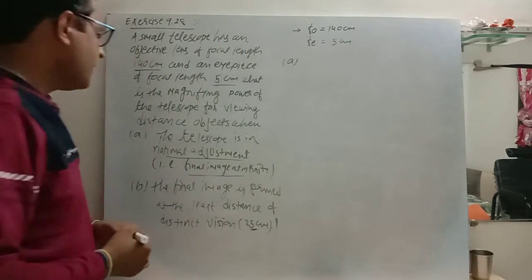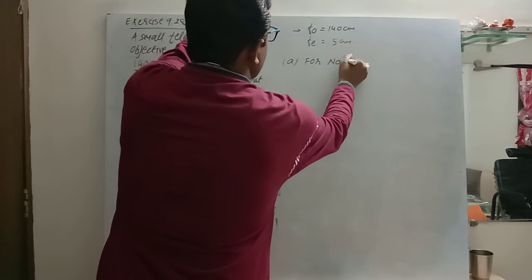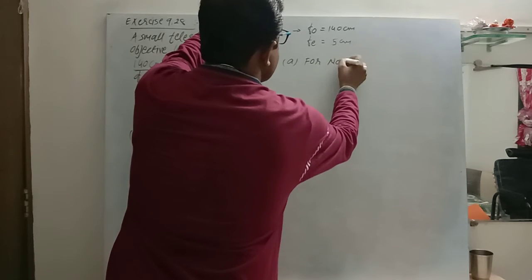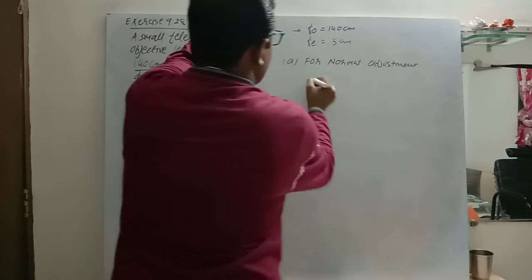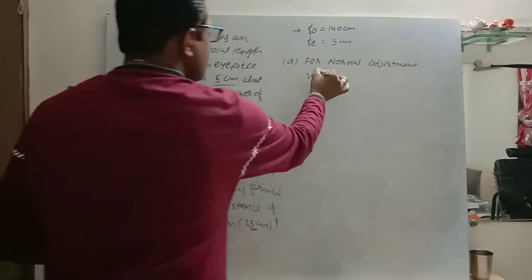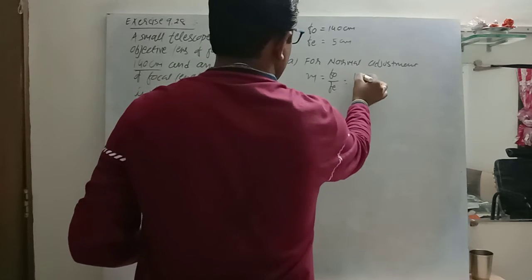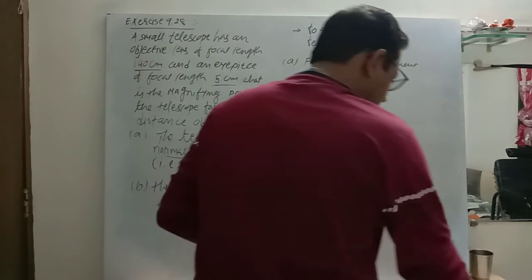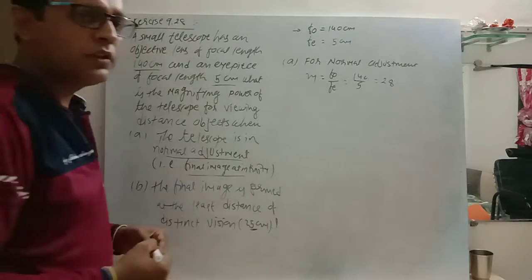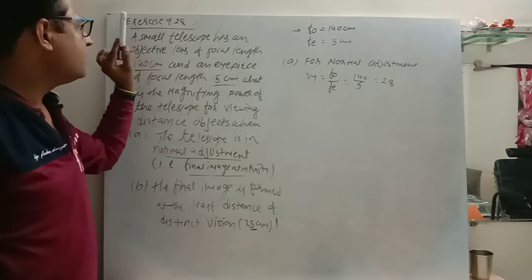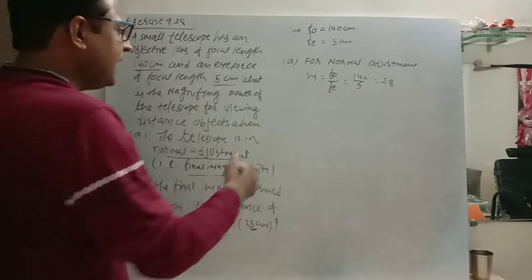अब अगर हम बोल दे कि for normal adjustment, we can say magnification is FO upon FE, that is 140 upon 5. अगर हम 140 upon 5 कर दे that is 28. Then for the normal adjustment means whenever this type of telescope forms image at infinity, its magnification is 28 times.